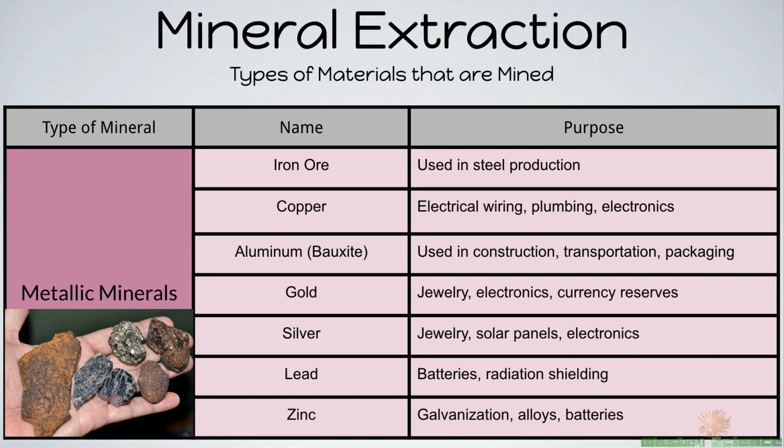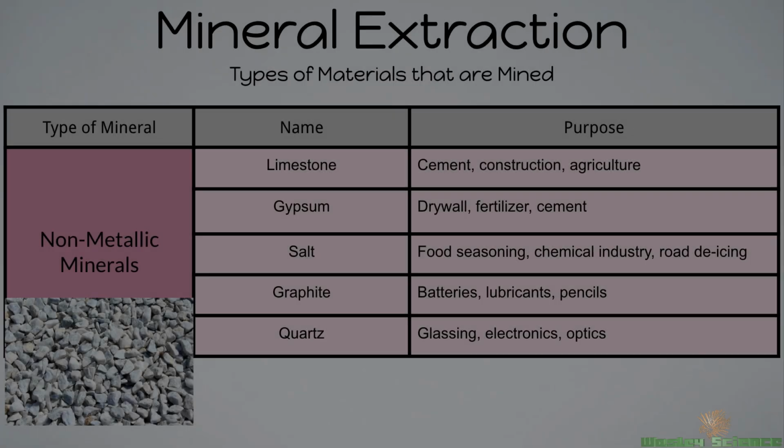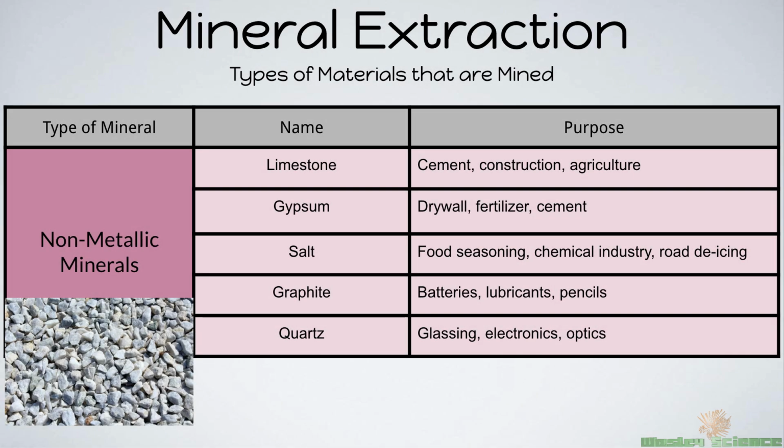So the first type of mineral is the metallic minerals. So you got iron, copper, aluminum, gold, silver, lead, zinc. These are all things that are used like buildings, electrical wire, construction, but also then some jewelry is part of all of this. So then we have the non-metallic minerals. So limestone, gypsum, salt, graphite, quartz. You got things like cement, fertilizer, even food seasoning with the salt.